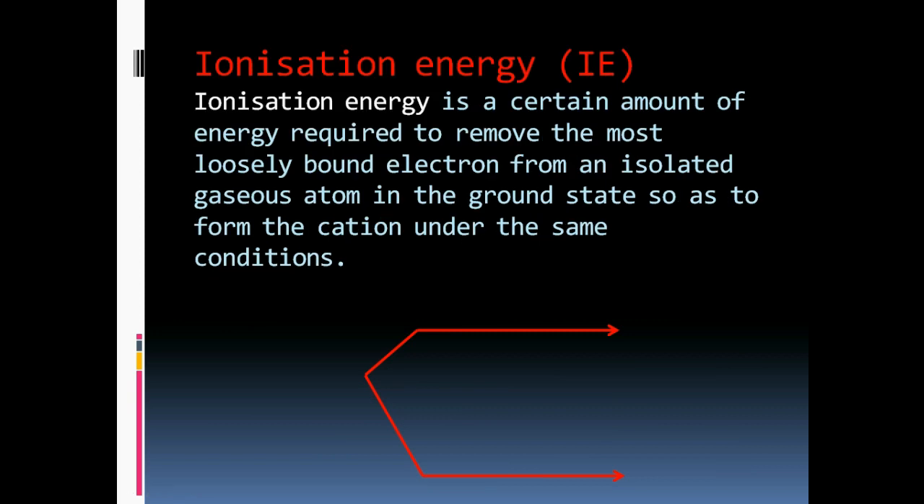Ionization energy. It is the energy required to remove an electron from a neutral isolated gaseous atom and convert it into a positively charged gaseous ion. It is measured in electron volt per atom and the SI unit is kilojoule per mole.